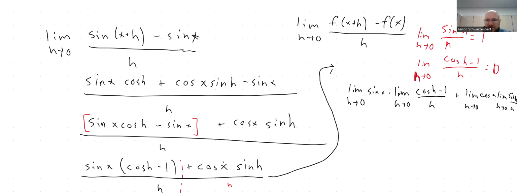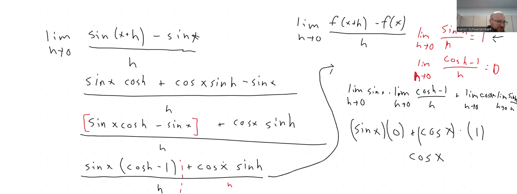Now I'm going to use either known limits or plugging in. Oh, I missed an x here. So I've got sine x. Limit as h approaches 0 of cosine h minus 1 over h is 0. Limit as h approaches 0 of cosine x is just cosine x. Again, there's no h. And limit as h approaches 0 of sine h over h, that's this first known limit, is 1. So I've got 0 times sine x is 0 plus cosine x times 1 is cosine x.